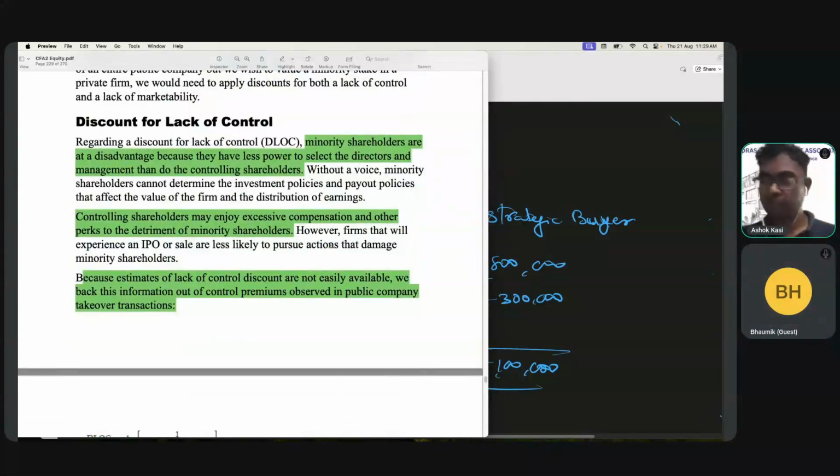Then discount for lack of control. Okay. So discount for lack of control. You just go through this, all the highlighted points.